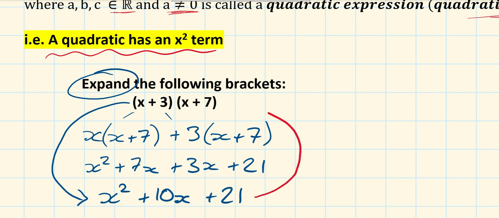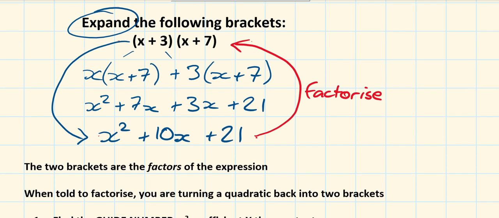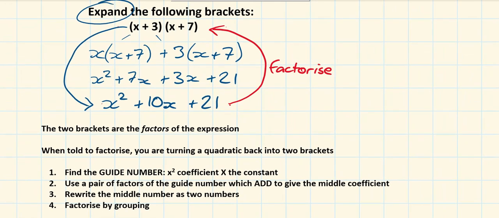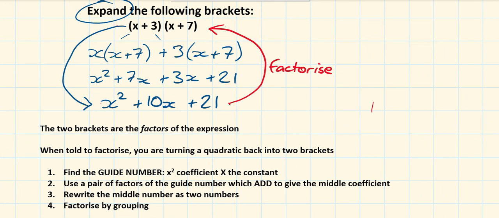Going back the way then is what we call factorizing. So if you're told to expand, you go from brackets to an expression. If you're told to factorize, you're going from expression back to brackets. So the two brackets are what we call the factors of the expression. So, for example, if you had 10, two factors might be 1 and 10, or 2 and 5. So just like where you multiply two numbers to get the big number, you multiply two brackets to get the big long expression. So when you're told to factorize, you're turning a quadratic back into two brackets.